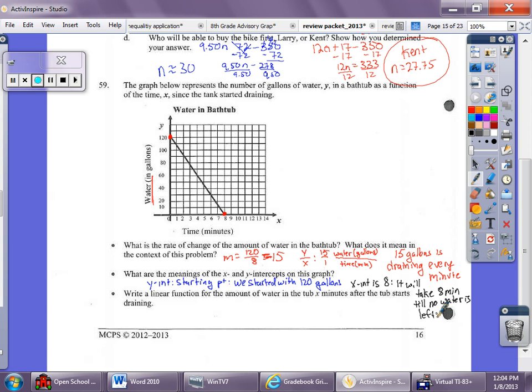Write a linear function for the amount of water in the tub x minutes after the tub starts draining. The two things we need to know are the slope, which we found in the first part, is 15, and the y-intercept, which is 120. Put together, that gives y equals 15x plus 120. Or actually, it's going down by 15, so let me go back. It's actually negative 15 over 1, and that's represented by the draining. So it's decreasing, so y equals negative 15x plus 120.